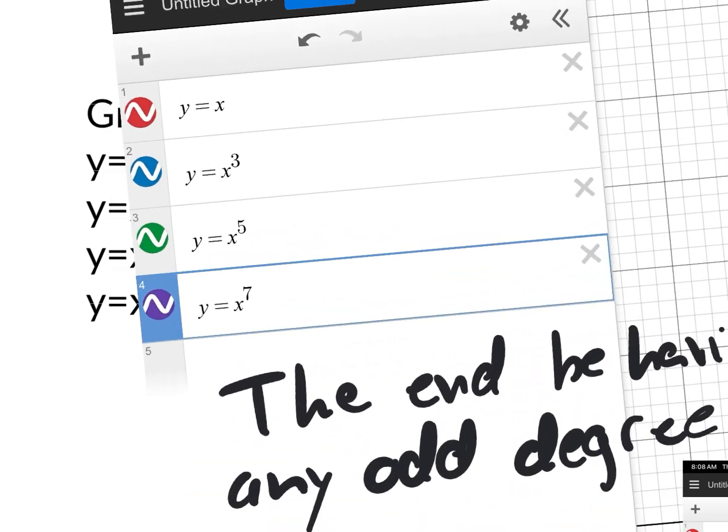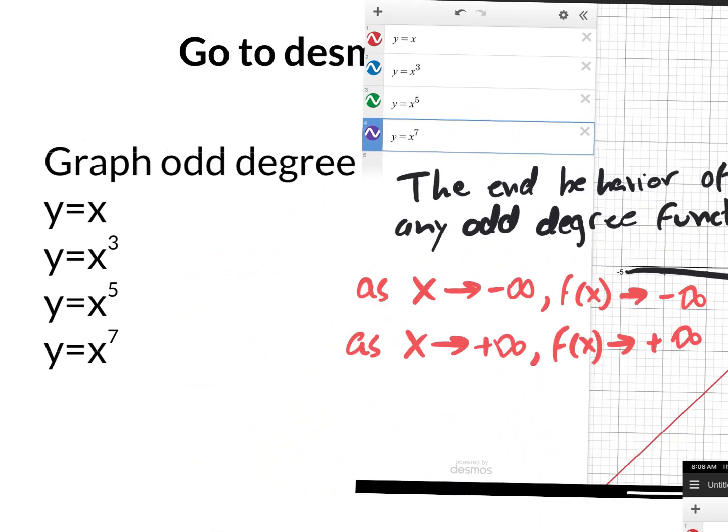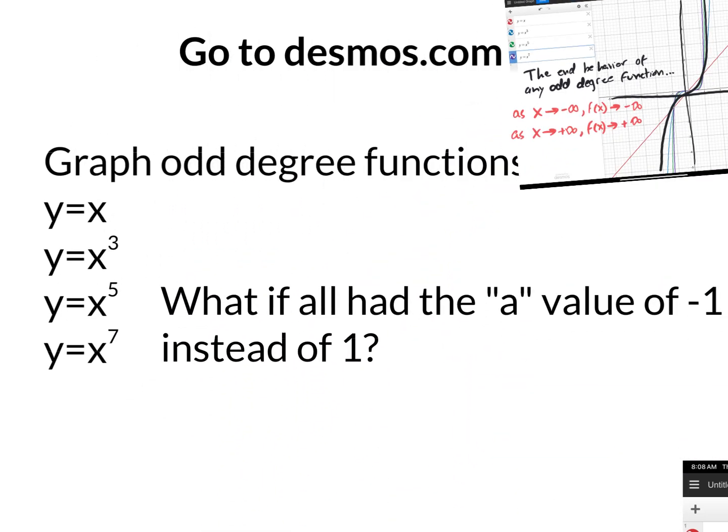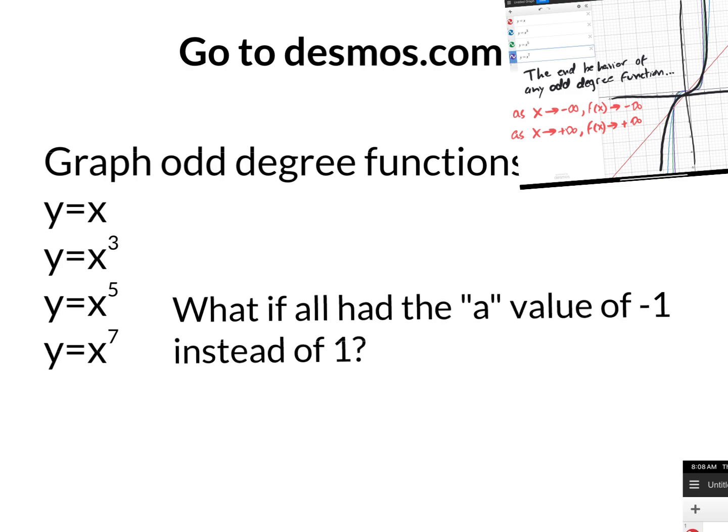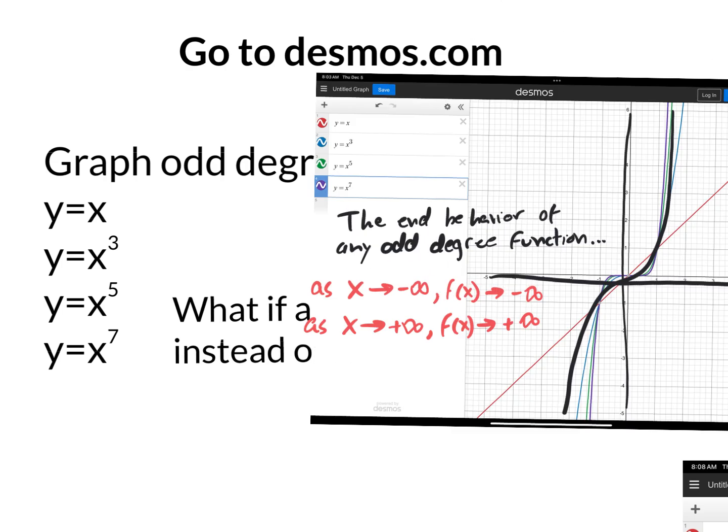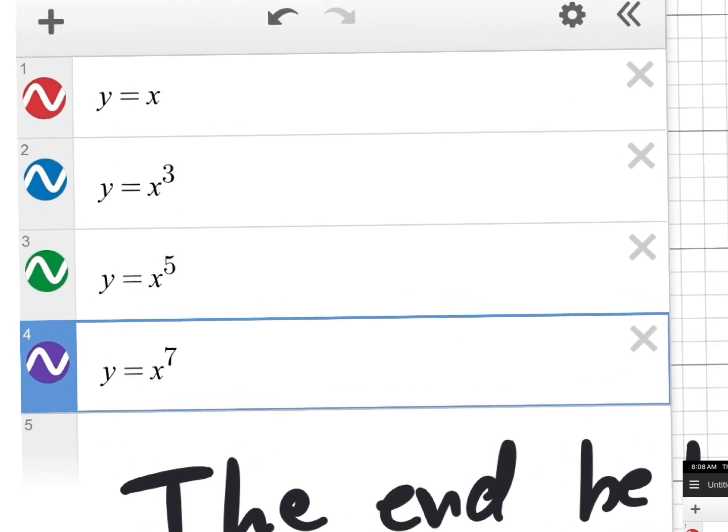What if I were to go to all these on Desmos, and what if I change the a value to a -1 instead of a +1? So right now, go ahead and go to Desmos, since you have it there, and put a negative sign right there, right there, right there, and right there. What do you think is going to happen?